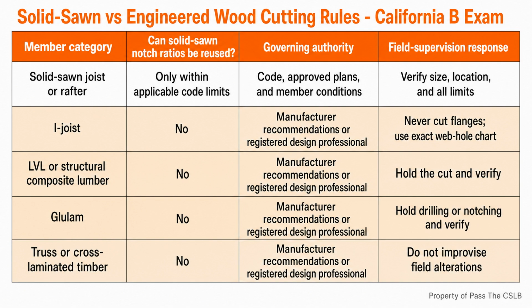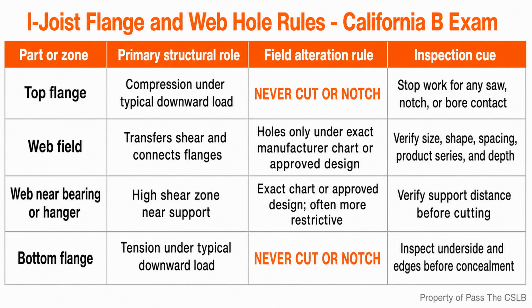Under a typical downward floor load, the joist bends. The top region is mainly in compression and the bottom region is mainly in tension. The flanges sit at those outer edges, so they do most of the work resisting bending. The web keeps the flanges working together and carries shear through the member. In this table, the top flange, web, bottom flange, and bearing zone have different structural jobs, so they do not receive one universal cutting rule.